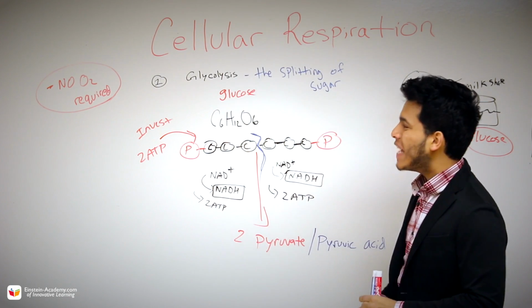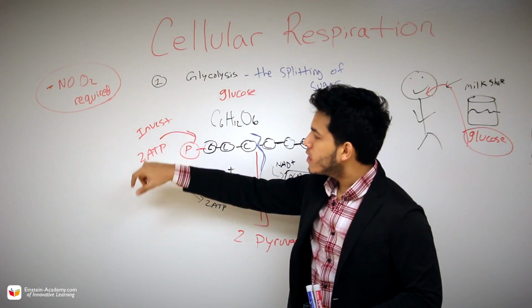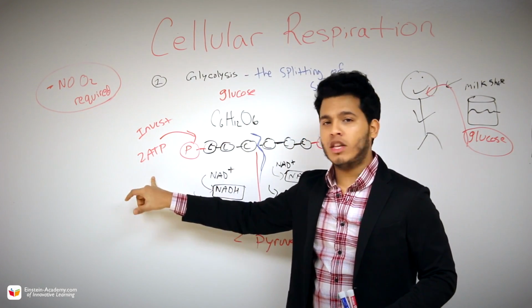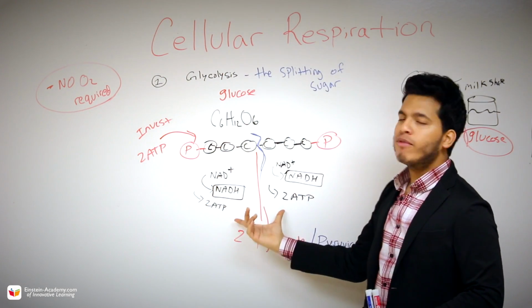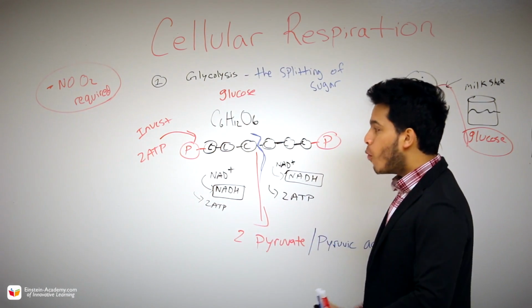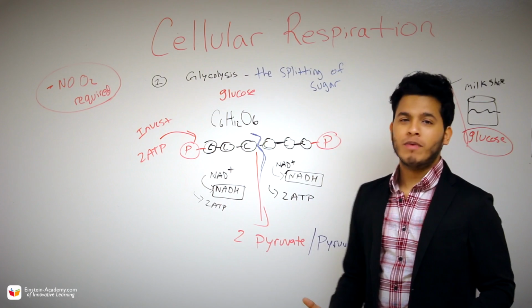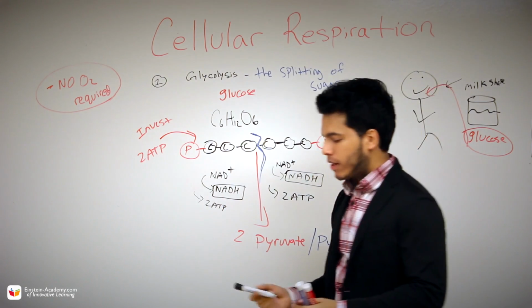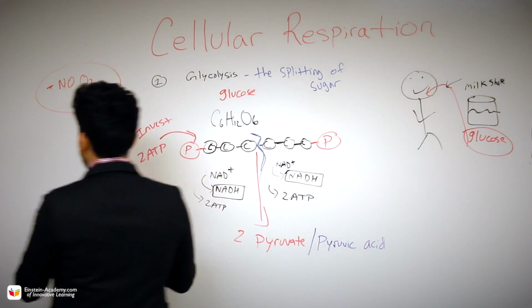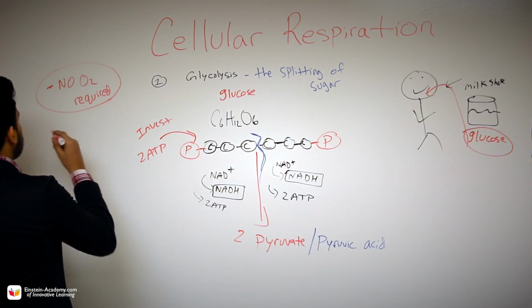Why? What does net gain mean? You've invested 2 ATPs, you've lost 2 ATPs, you've gained back 4 ATPs. So basically it's 4 minus 2, which is 2 ATPs. Once again, very, very simple math. So, what do we have here? A net gain of 2 ATP.